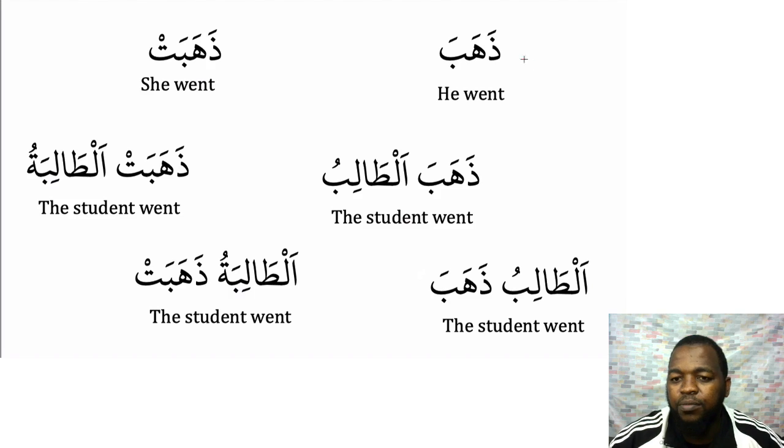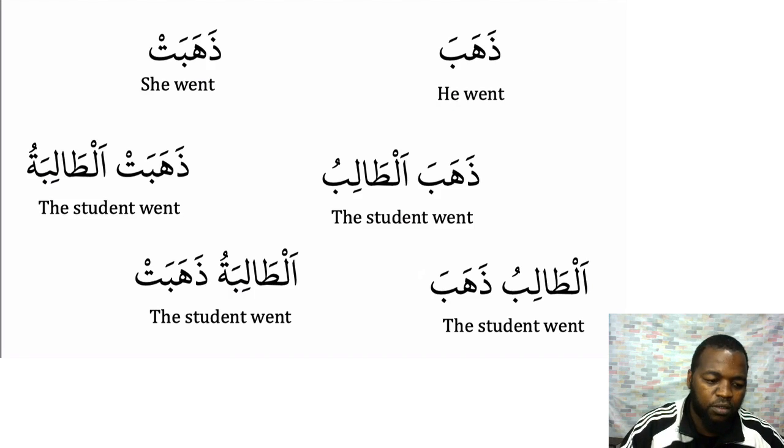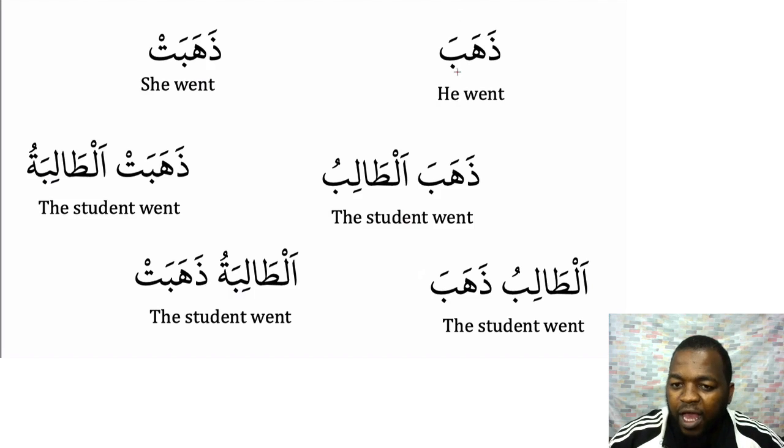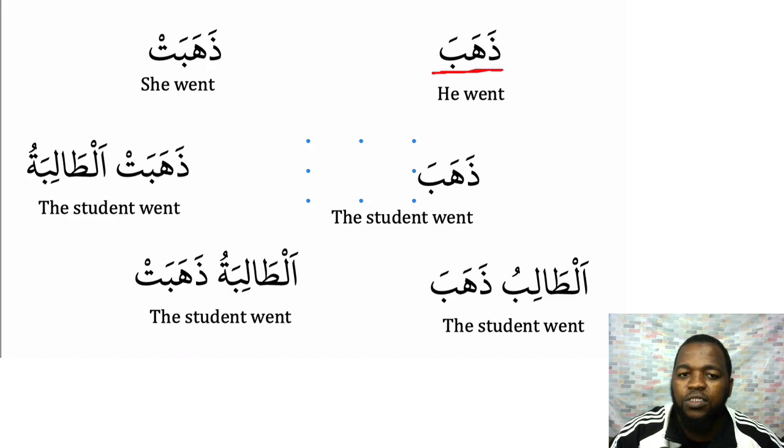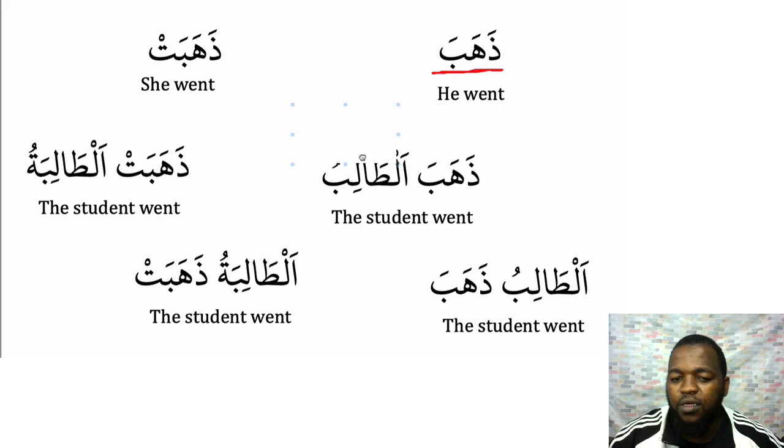And we have here dhahaba, he went. Dhahaba means he went. ذهب الطالب, the student went. Or I can hide it. Now, what is the subject? It's hidden because I hid it. Now it's showing. So this is the difference. All right.